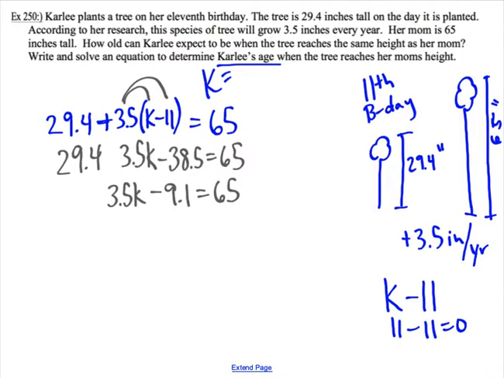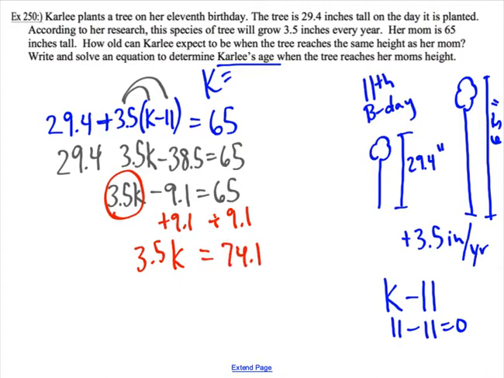Next step, isolate the variable term. We need to add the 9.1 away. This is 3.5K equals, let's see, 65 plus 9.1 would be 74.1. Next step, we need to make the coefficient of the variable term equal to 1. So we're going to divide by 3.5 on both sides. And K is going to equal, let's see, 74.1 divided by 3.5 is 21.17 years.